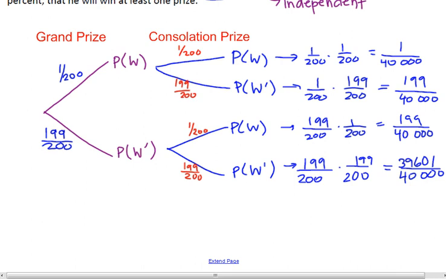Okay, what's the question asking? The final question: what's the probability that he wins at least one? So what's the situation when you win at least one? Which one of these are you winning at least one? Okay, the middle. What about the top? Are you winning at least one? Yes. At least is a minimum of one prize, so you can win two. So how are we going to get the probability that we win at least one?